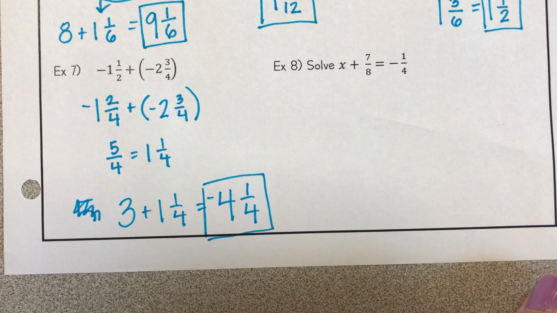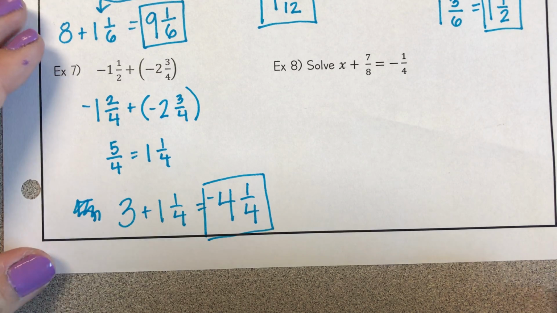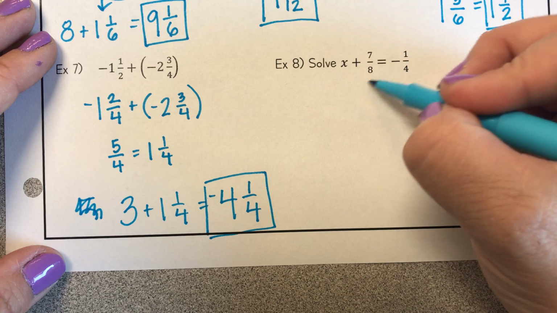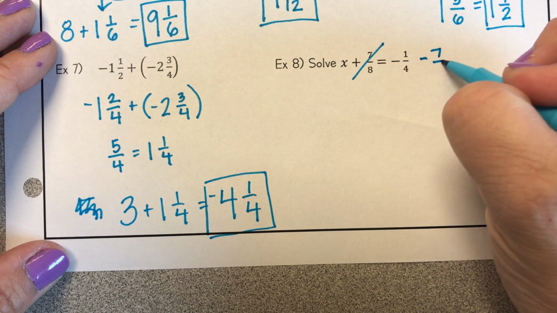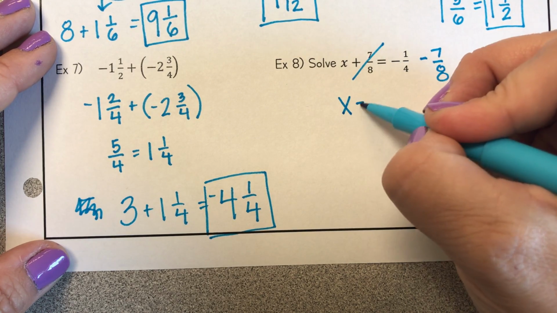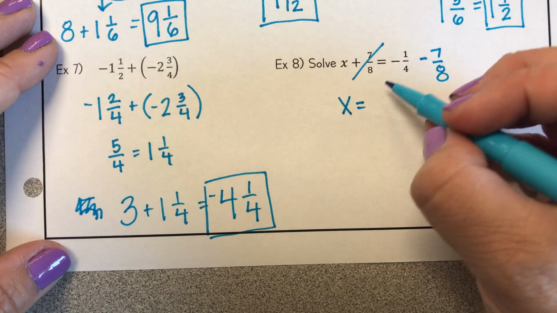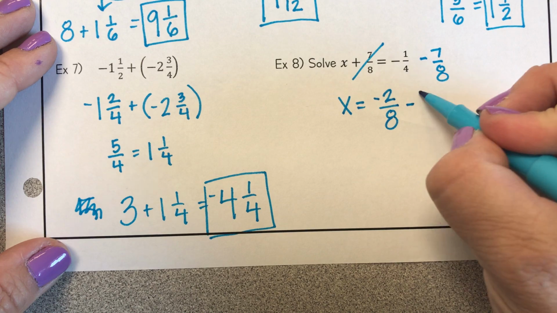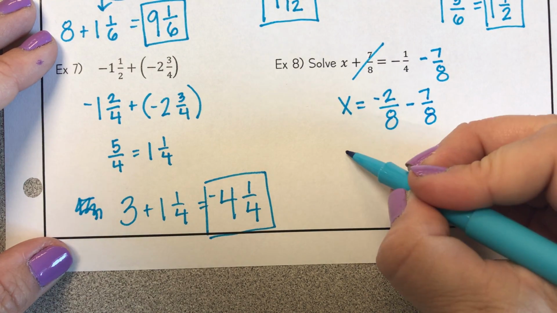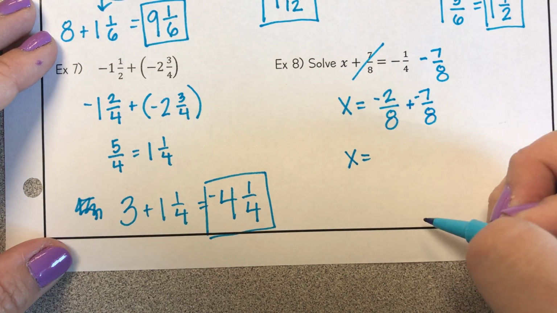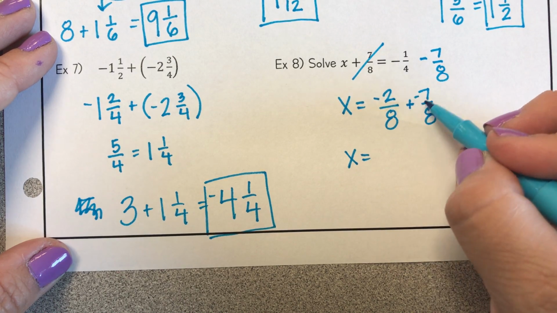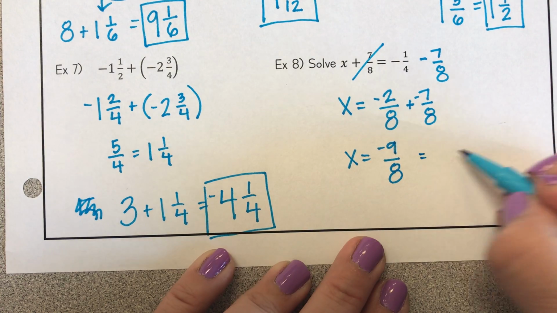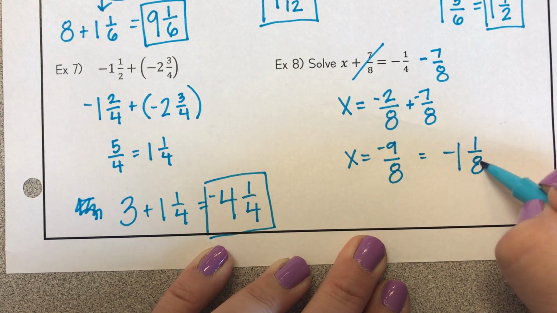Okay, we can also solve equations that have fractions in them, and we do them the exact same way that we solved a regular equation. The opposite of adding 7/8 would be to subtract 7 over 8. What would be a common denominator of 4 and 8? 8. So negative 2 over 8 minus 7 over 8. That becomes negative 2 over 8 plus negative 7 over 8 is negative 9 over 8, which is negative 1 and 1/8.